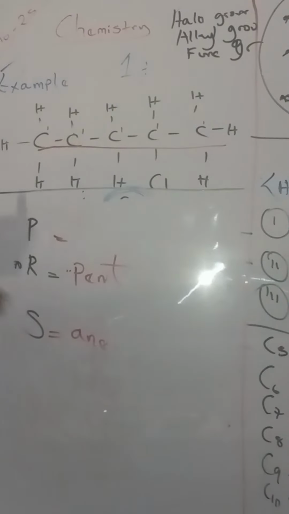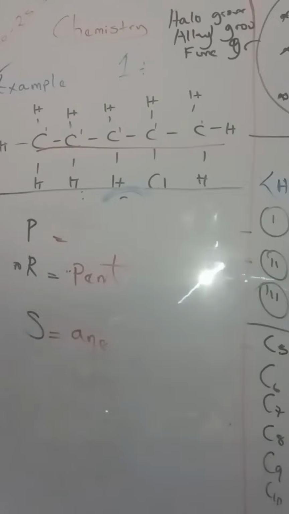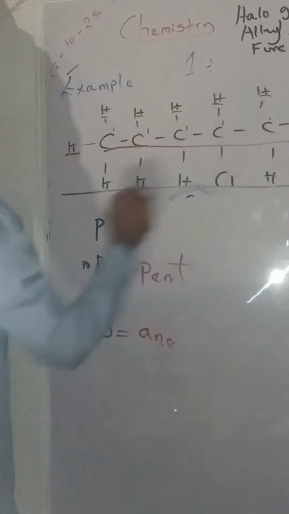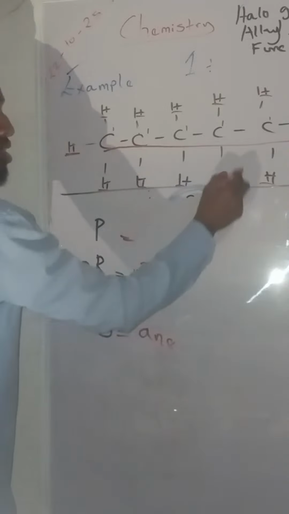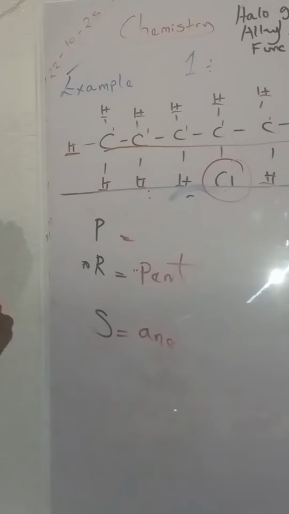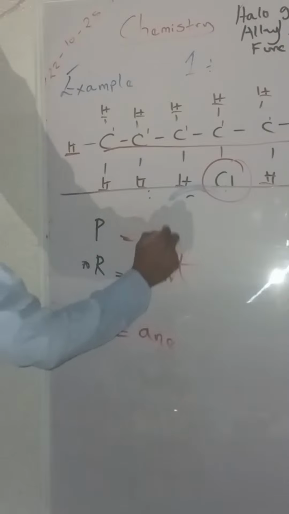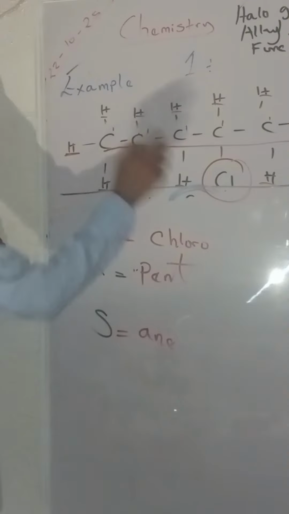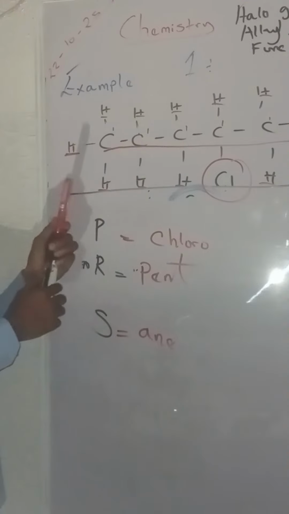So H are not branches. If you look at this now, they are not branches. They're just there. So the only branch here is this chlorine. So chloro is the only branch there. In that scenario, the next thing to do is to number, because if you don't number, you will get a different compound. And how does numbering work?